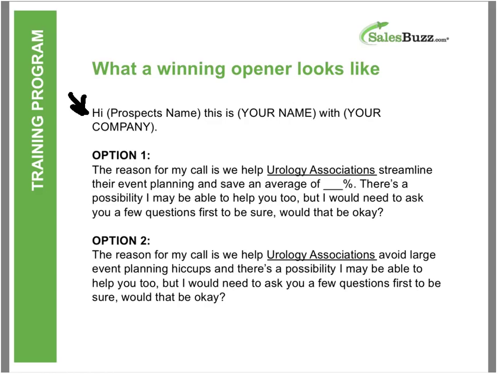Now, here's the thing. If you did your research and you know that urology associations are somebody that you really specialize in helping with their event planning, right? And you come in and you say, we help urology associations. First of all, that's going to pique their interest if you're calling a urology association. We've helped other urology associations to streamline their event planning. I would actually slow it down and emphasize it like that. It's almost like I'm bolding it in type, right? So John, the reason for my call is we help urology associations to streamline their event planning and save them an average of 18% when doing so. Listen, there's a possibility I may be able to help you too, but I would need to ask a few questions first to be sure. Would that be okay?